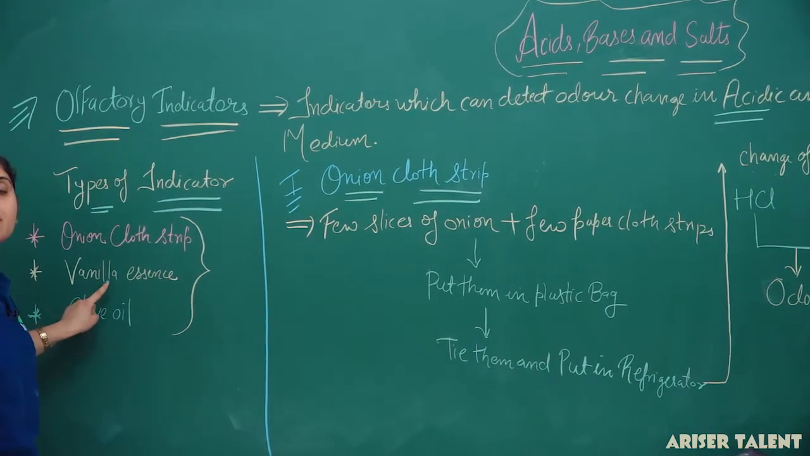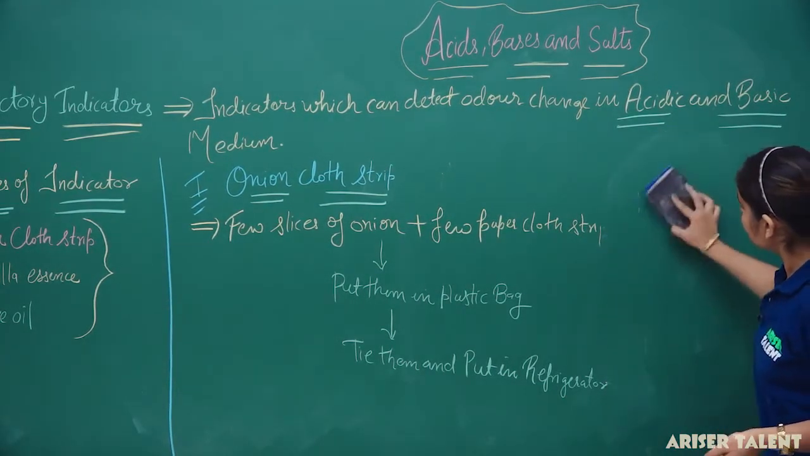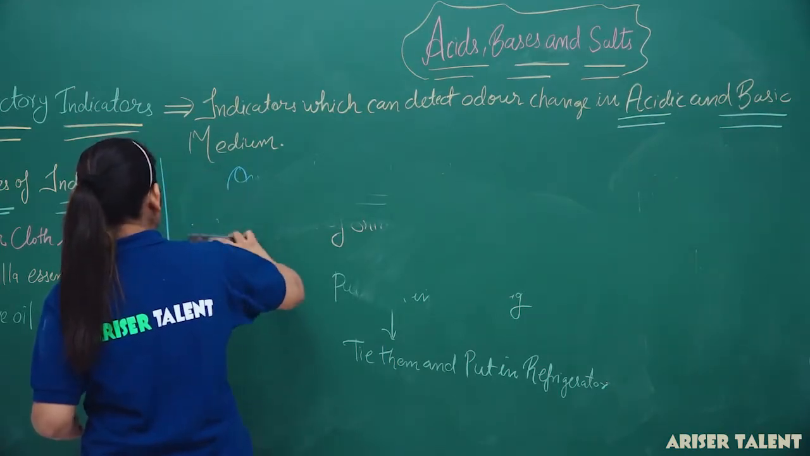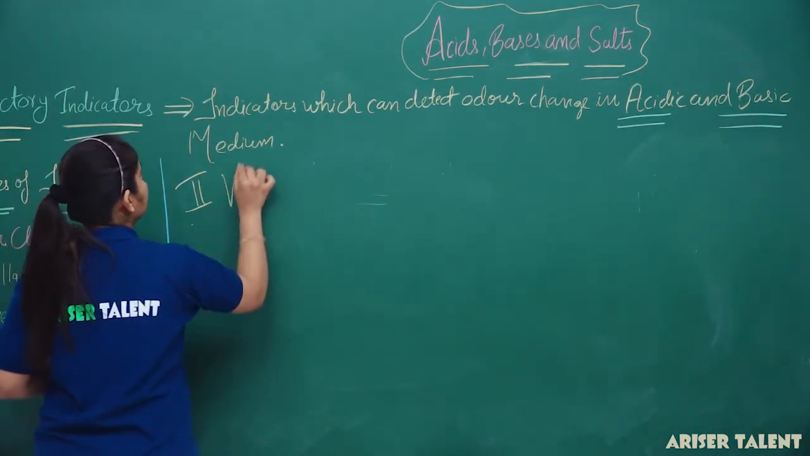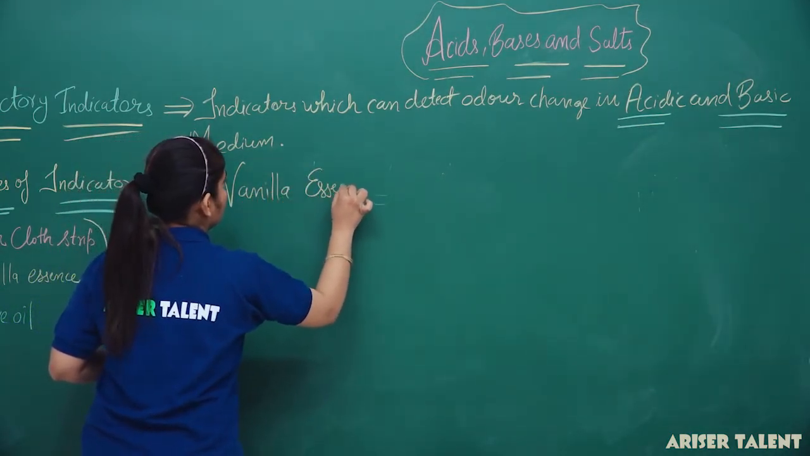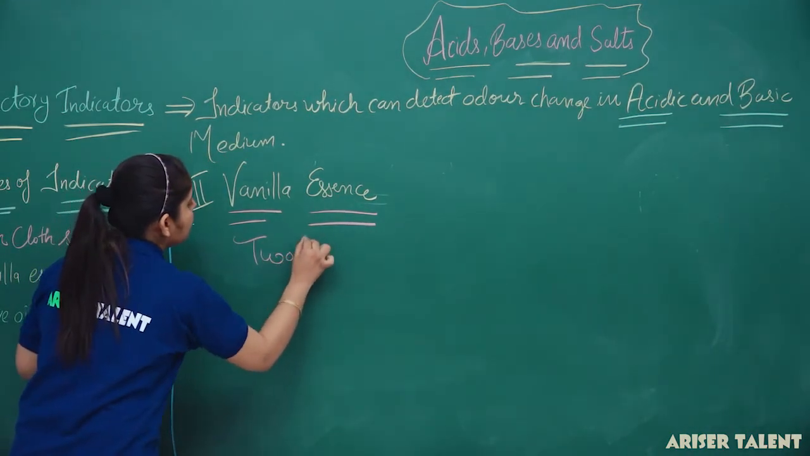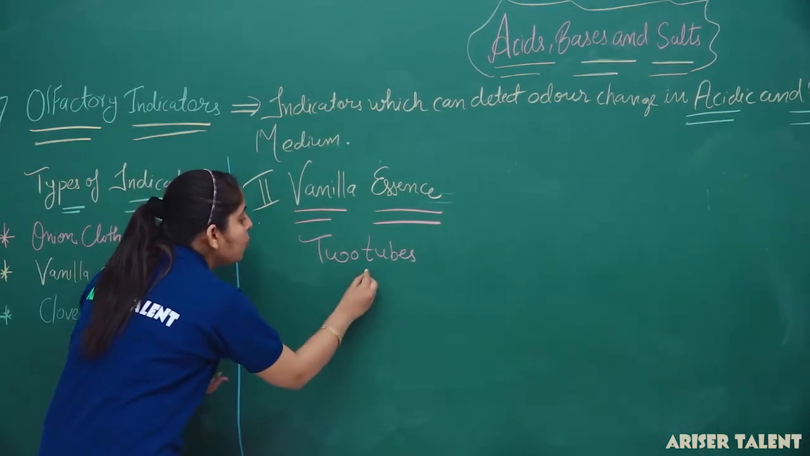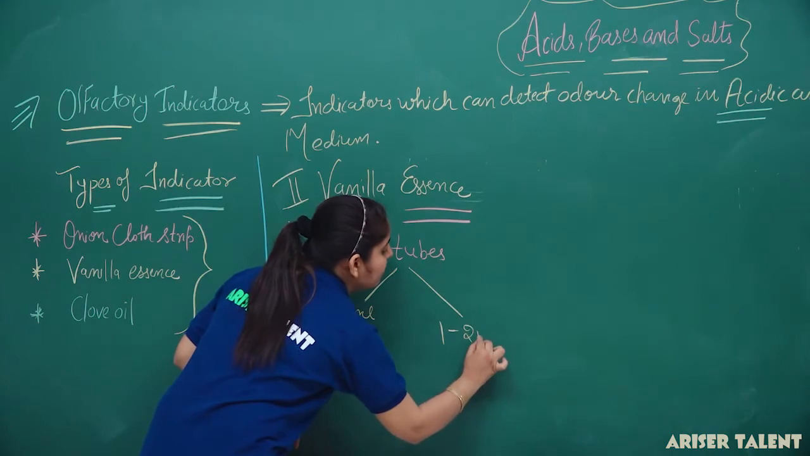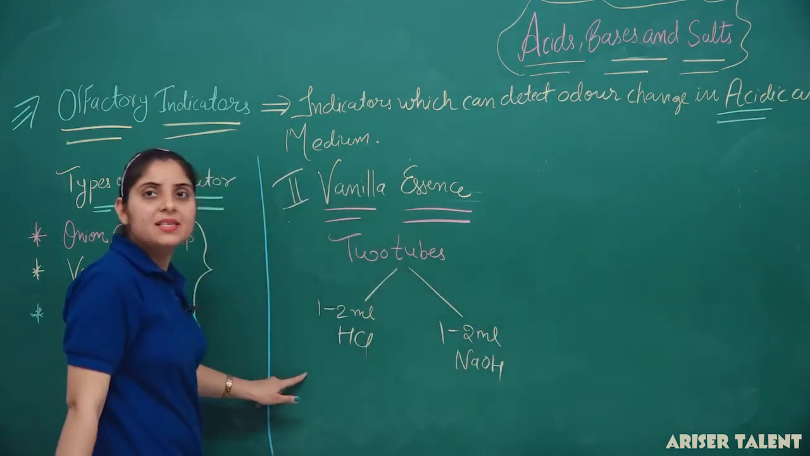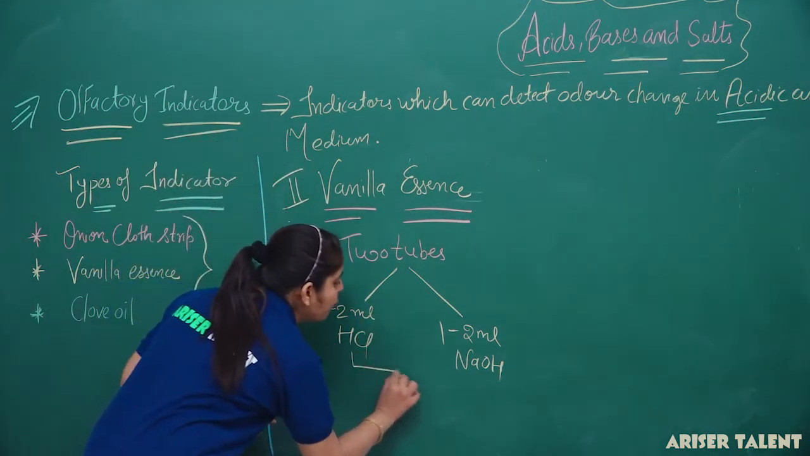Now we are proceeding to our next example, that is vanilla essence and clove oil. Now what happens in this case? Our second type is vanilla essence. For this, we have taken 2 test tubes. In one tube we have taken 1 to 2 ml HCl, that is acid. In another test tube we have taken 1 to 2 ml of NaOH, that is base. Now we put few drops of vanilla essence, that is 2 to 3 drops, in both the cases.